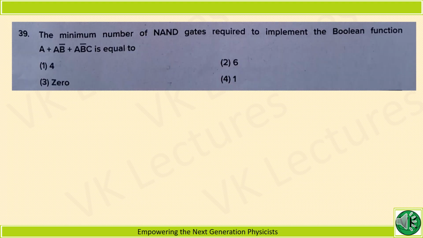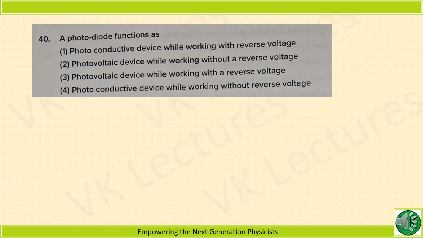The minimum number of NAND gates required to implement the Boolean function A plus AB bar plus AB bar C is equal to, the number of NAND gates required is 4. So option. A photodiode functions as a photoconductive device while working with reverse voltage.